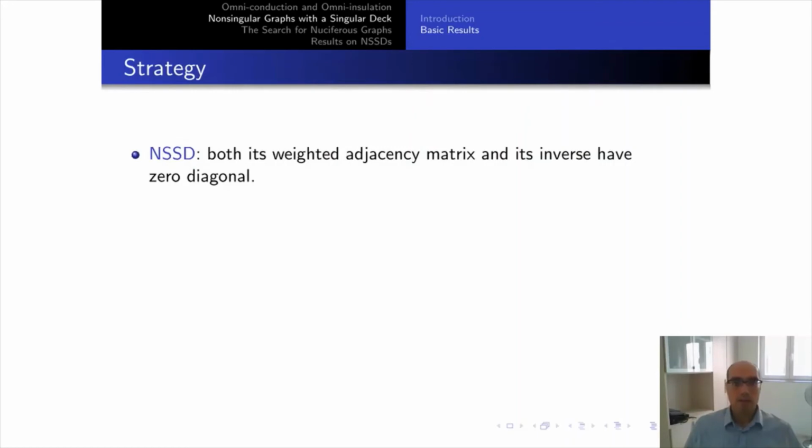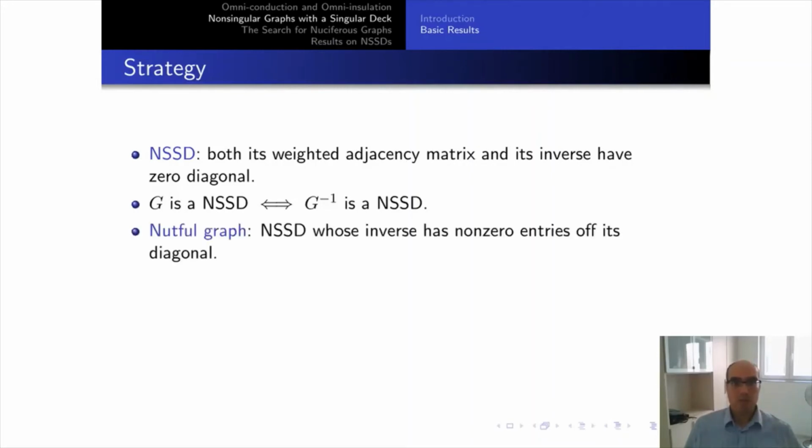Okay, then a little summary. So we have NSSDs whose weighted adjacency matrix and their inverses have both zero diagonals. That's an NSSD. When you have an NSSD, its inverse is an NSSD as well, and vice versa. A NUT full graph is an NSSD whose inverse has non-zero entries on its diagonal. So apart from having zero entries on its diagonal, it has non-zero entries on its diagonal.